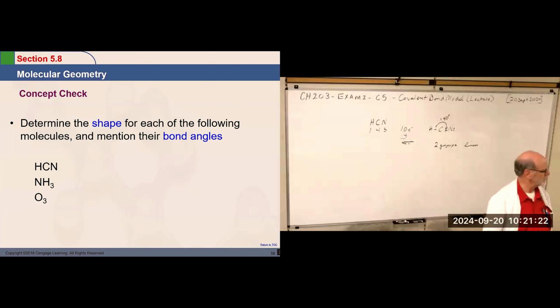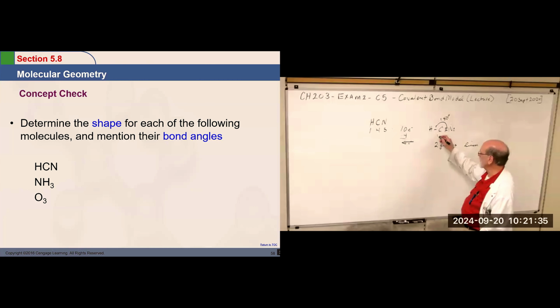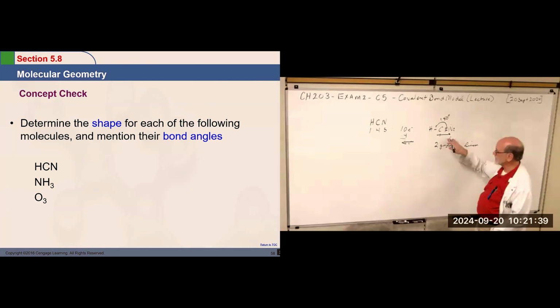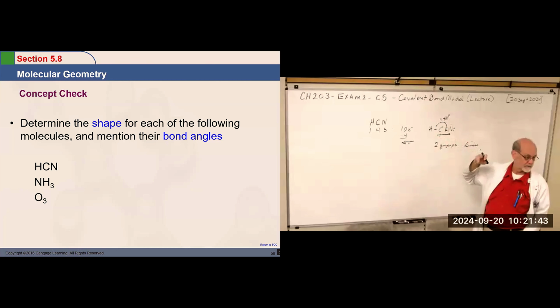A word about polarity. Nitrogen is more polar than carbon, and carbon's about the same as hydrogen. So we're going to get a molecule that's slightly polar that way. And I draw this line to show you this is the positive end and this is the negative end. That's what that means.